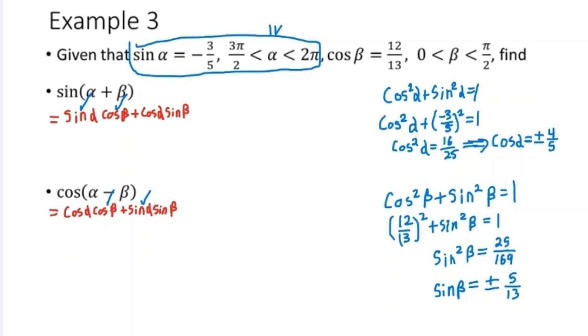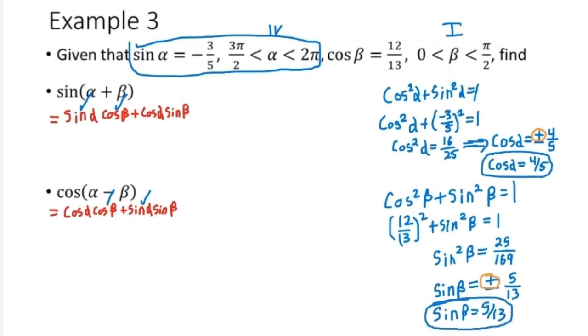But keep in mind, we know what quadrant alpha and beta are. As discussed earlier, we know alpha is in quadrant 4. Cosine is positive in quadrant 4. So cosine alpha is positive 4/5. Beta we know is between 0 and pi over 2, which is quadrant 1. Sine is positive in quadrant 1, so sine beta is positive 5 over 13.